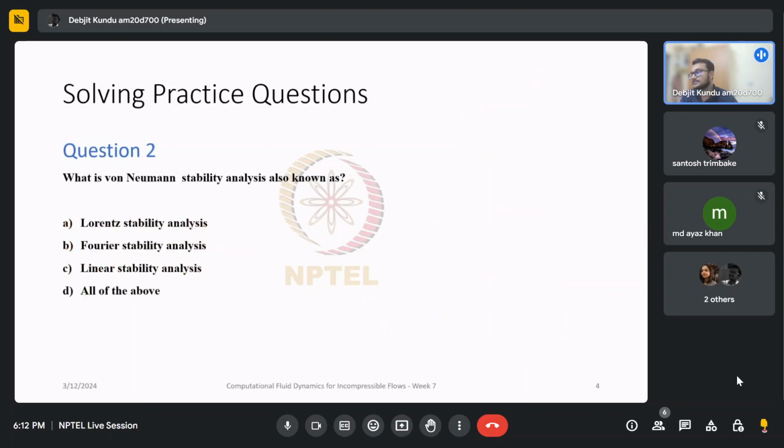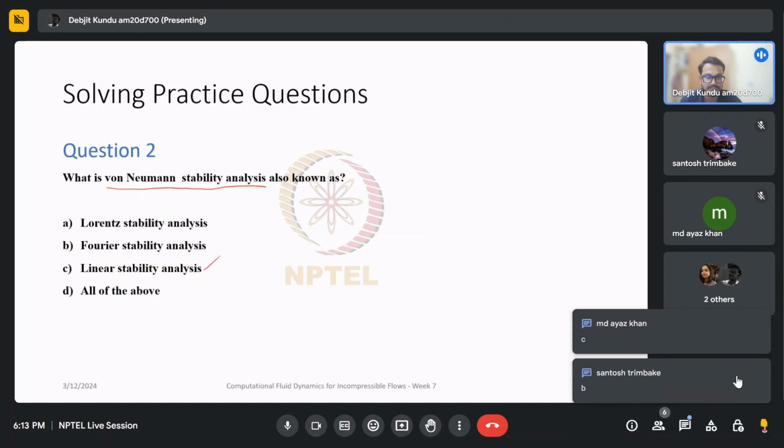This is again related to the stability analysis which we studied. The von Neumann stability analysis is also known as what? Is it option A, Lorentz stability analysis? Option B, Fourier stability analysis? Option C, linear stability analysis? Or option D, all of the above? Okay, so we have got one very quick response in favor of option C. Let's see what others have to say. One in favor of option B.